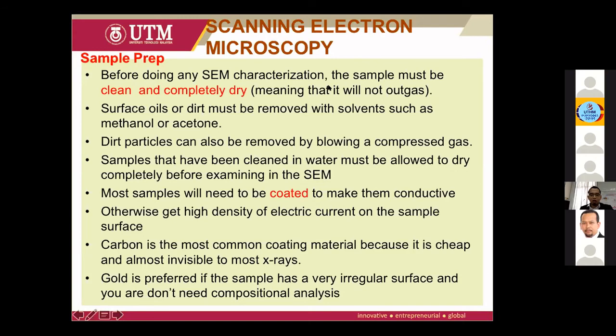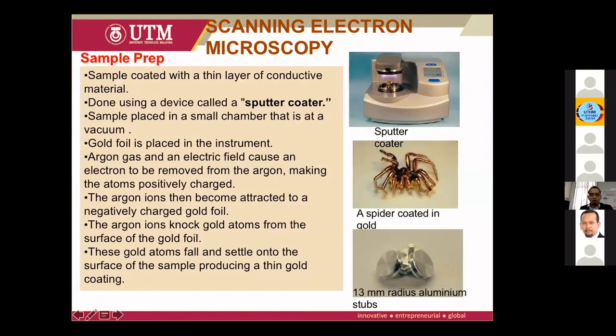Okay, make sure your sample is really clean and completely dry, meaning that before you send the sample, make sure you put it in the oven to dry overnight to remove the moisture, and then in the end you need to coat it to make it conductive. Make sure you choose the correct coating preparation method. Okay, these are the available sputtering coaters. Take note that there is usually what we call platinum coating. You have platinum here to coat the sample to make it more conductive. There is also a much more expensive coating using gold, and your sample must be placed on an aluminium stub of around 13 millimeter radius.